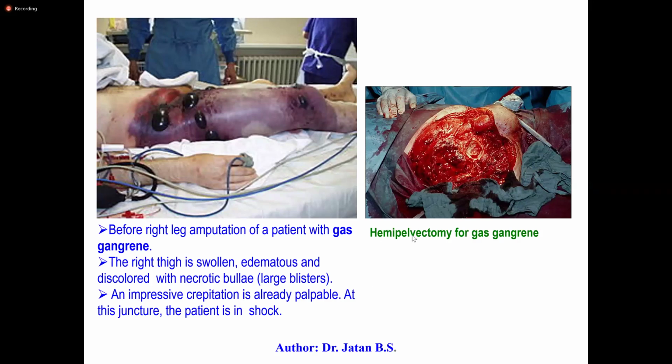This is called hemipelvectomy. Hemipelvectomy means half of the pelvis along with the leg has been totally removed to save the life of the patient. So this patient is going to become handicapped, but the patient will live. The patient will survive. So this is one of the treatment methods for gas gangrene. Did you understand?